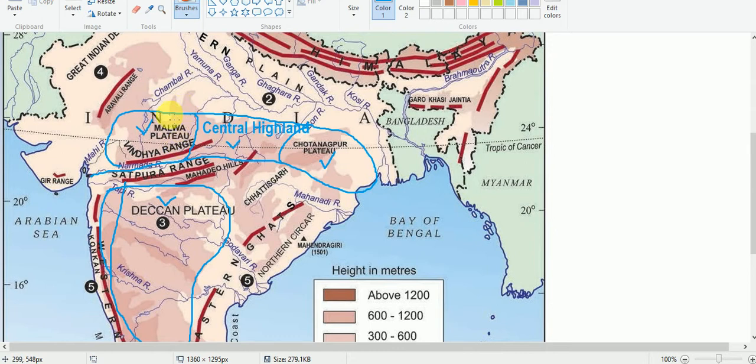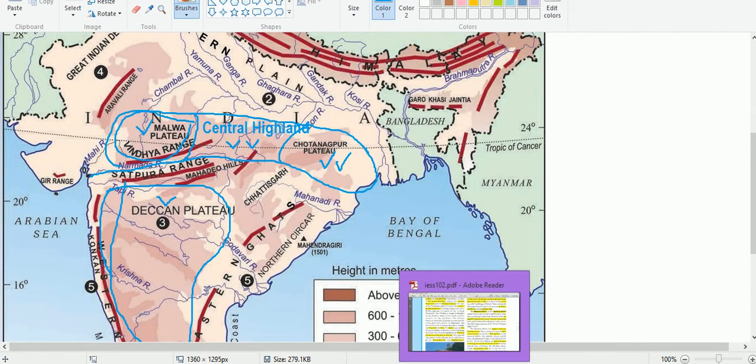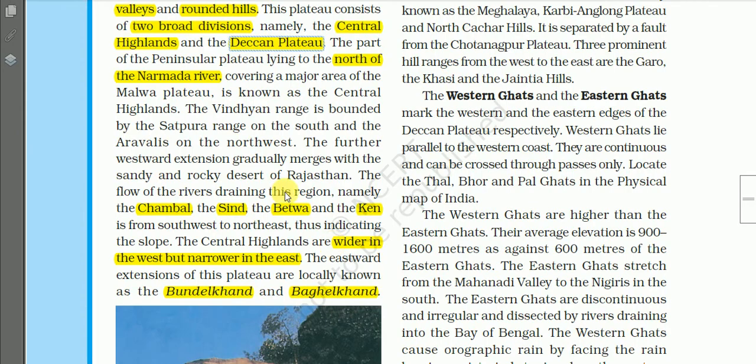Again let me tell you, the Central Highland is divided into three subdivisions. The western part of the plateau is known as Malwa Plateau, and the easternmost part is known as the Sonapur Plateau, and the middle section is known as the Bundelkhand or Baghelkhand. So these are the divisions of the Central Highland.